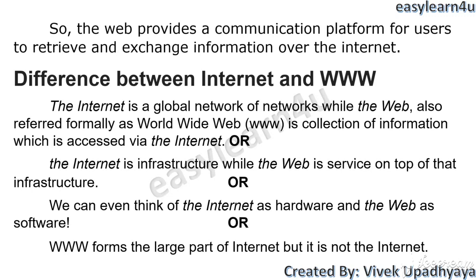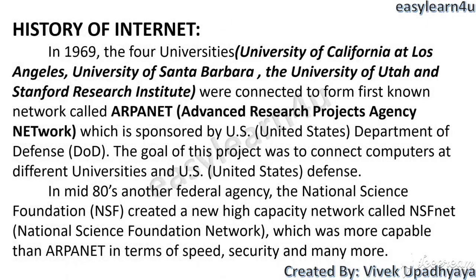So let's have a brief look at the history of internet. So the internet was initially known by the name ARPANET, Advanced Research Project Agency Network, which was created by four universities: University of California at Los Angeles, University of Santa Barbara, University of Utah, and Stanford Research Institute, connecting together in 1969 by US Department of Defense to transfer the information or to connect their computers with one another and use this network for their own purpose.